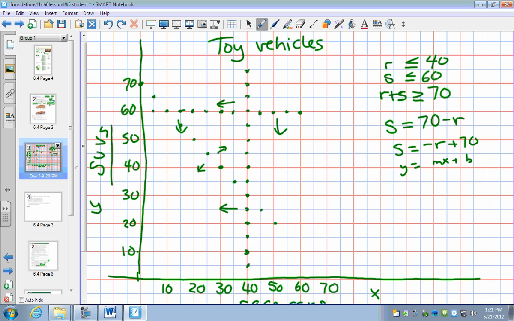The test point that I'm going to choose is 0, 0. That's always the easiest test point to do. So if I put 0, 0 into my equation and it's right, I'm talking about the region below the line. And if I put 0, 0 in and it's wrong, I'm talking about the region above the line.